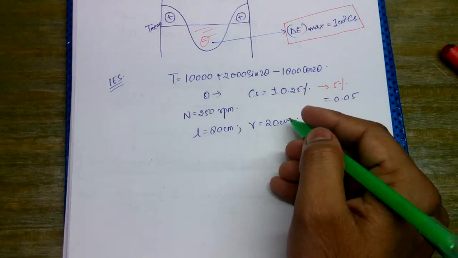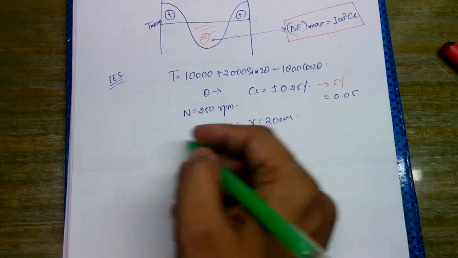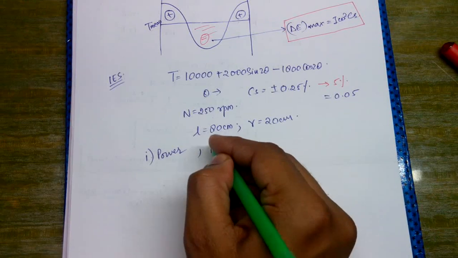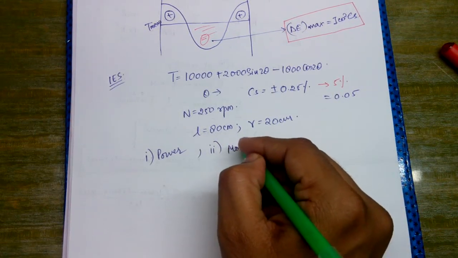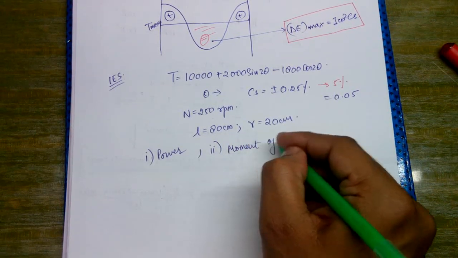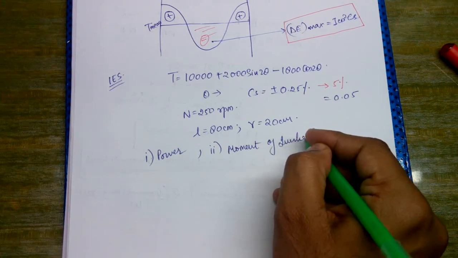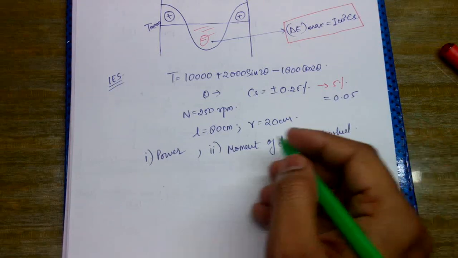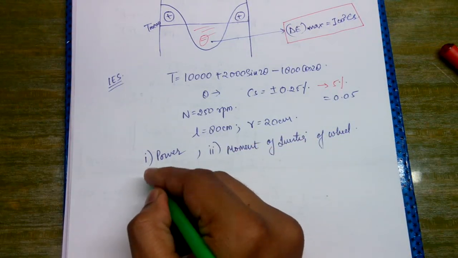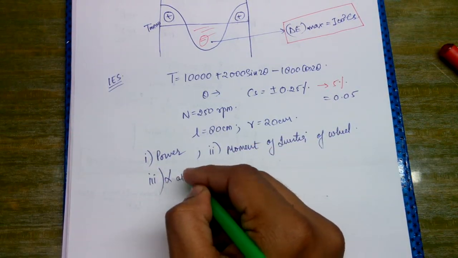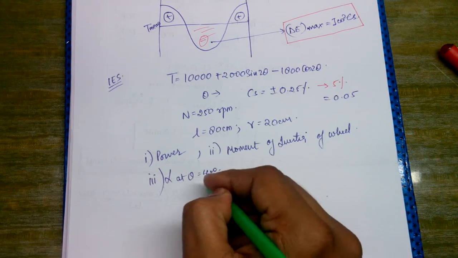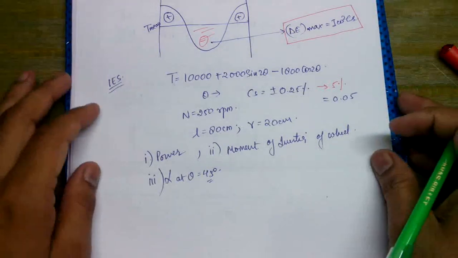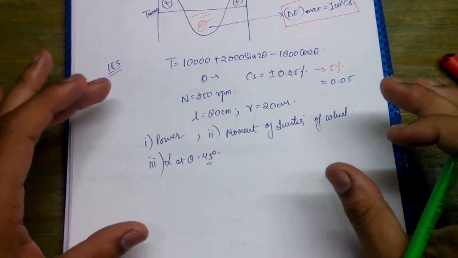First, we have to find out the power of the engine. Second, we have to find out the moment of inertia of the wheel, that is, the flywheel. And third, we have to find out alpha at theta equal to 45 degrees. This is the question which has been asked, and it is a very basic question. It is not at all tough.